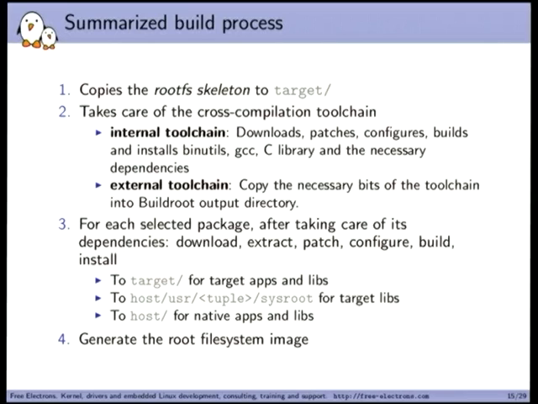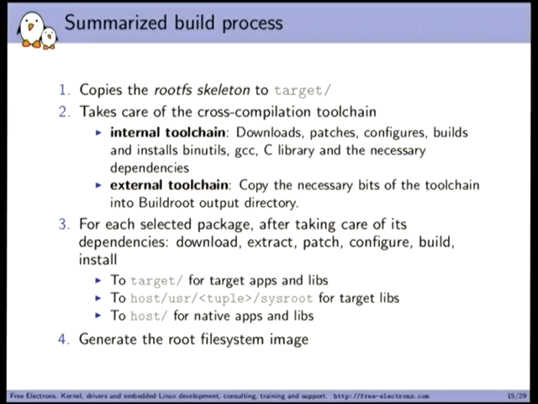Then it takes care of the cross-compilation toolchain, and as I said, there are two solutions: either let Buildroot build your toolchain or use an external toolchain, and in both cases, Buildroot takes care of what's needed to either build it or import the already existing toolchain. And then for each of the selected packages, it's going to first take care of its dependencies. So it's going to do this third step recursively for each of the packages. And for each of them, it's going to download the source code and potentially some patches, extract them, apply the patches, configure it, build the components, and install it.